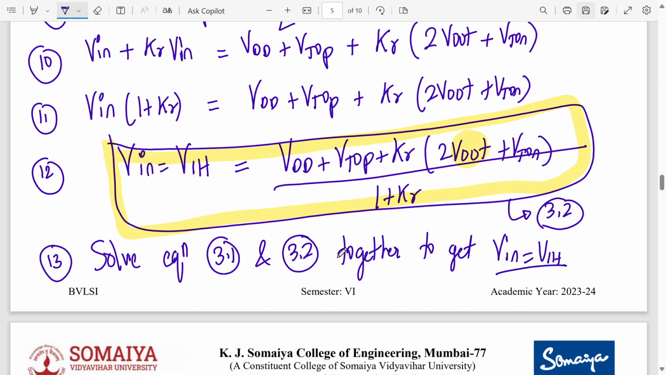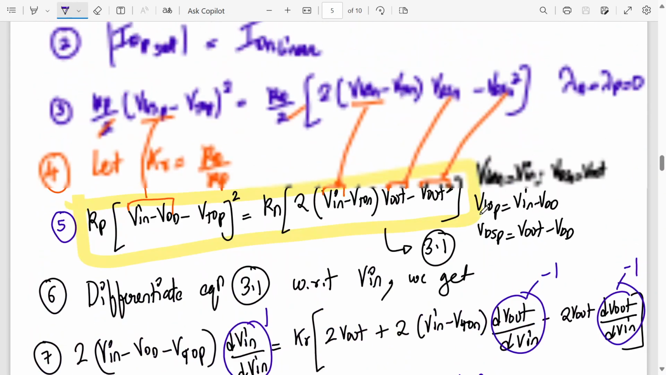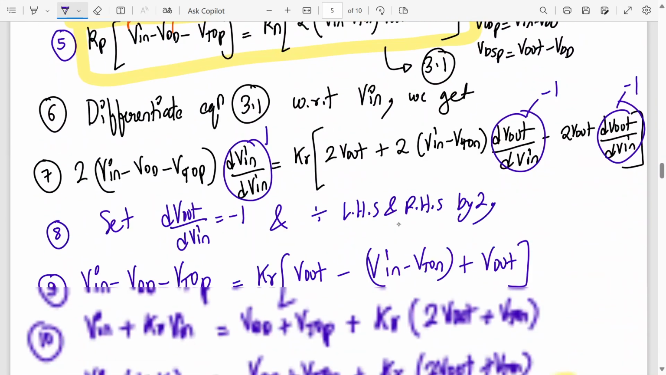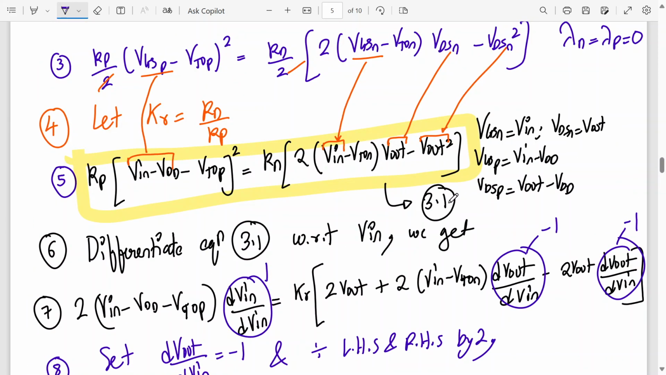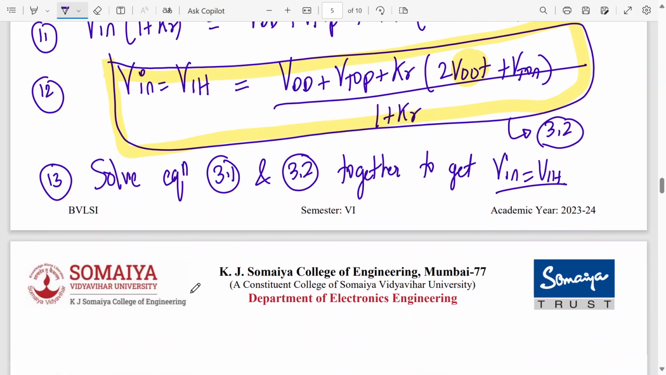Alright, so this completes the derivation for all five critical parameters. Why do we want the value of V out? Referring to this curve, as you can see, this value of V out is just above 0, very close to 0. So we'll find this unknown value of V out and substitute in the VIH equation to get VIH. So solve equations 3.1 and 3.2 simultaneously to get the value of VIH.